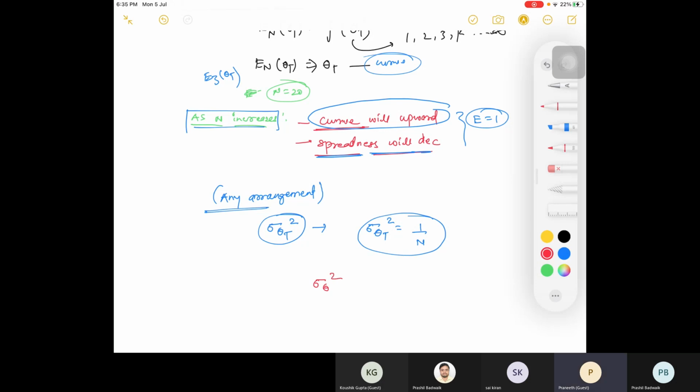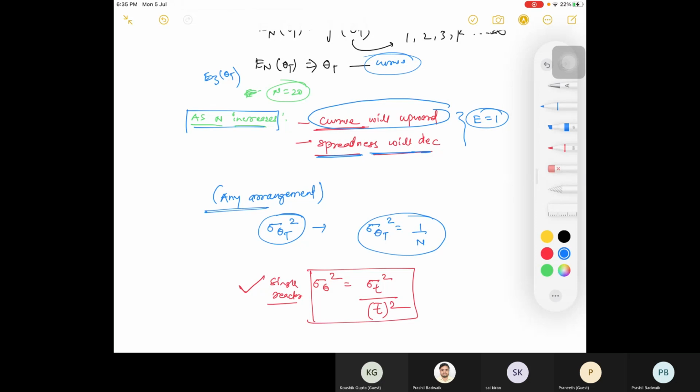Sigma theta square is the integral for pulse injection, theta square E d theta minus theta mean square. After solving that for pulse injection, we found one equation: sigma T square divided by your T mean whole square, right? This equation we got for a single reactor for pulse injection. So this is for a single reactor.